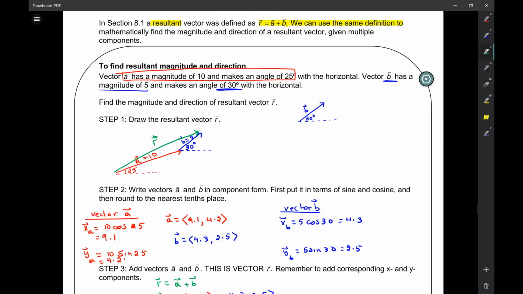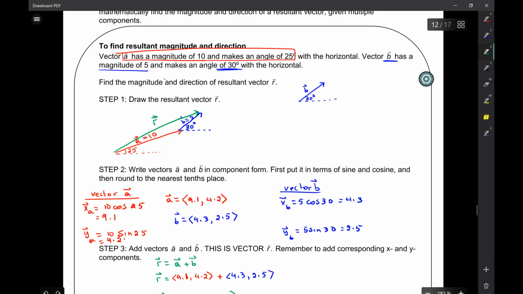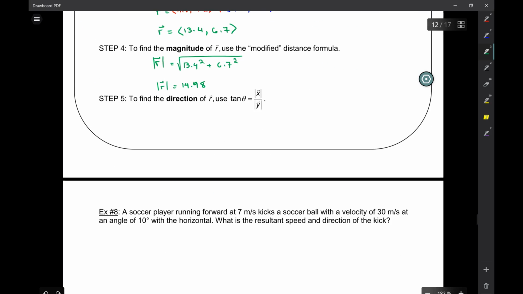We're almost there. Let's go back and see what it is that we were looking for. We needed the magnitude of R and we need the direction of R. Here we found the magnitude. Now to do direction, I have to do y over x again. I have to do inverse tangent of y over x. So tangent of theta is equal to 6.7 over 13.4. So theta is the inverse tangent of all of that.